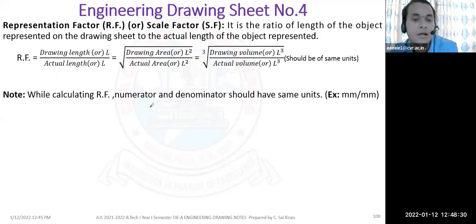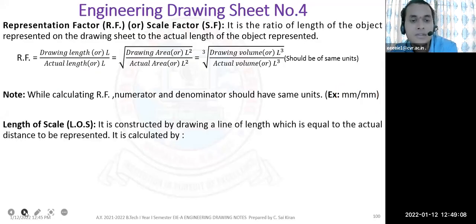While calculating RF, numerator and denominator should have the same unit. Suppose the numerator is in mm, the denominator should also be in mm because it is a ratio. In the ratio, the numerator and denominator units should cancel. Suppose the numerator is in centimeters, the denominator should also be in centimeters. Suppose the numerator is in inches, the denominator should also be in inches. You have to use the same units, centimeter, centimeter, same thing. That is the main thing you have to take care of. If the numerator is in centimeters and the denominator is in another unit, it is the wrong value. Compulsorily you have to take the same unit.